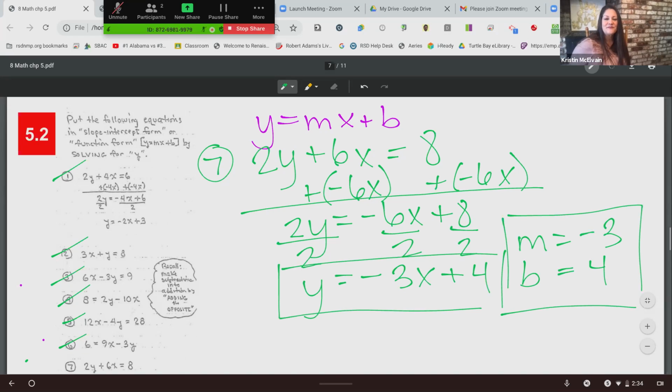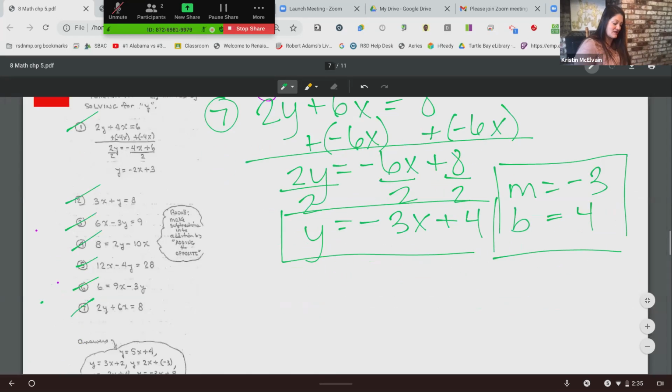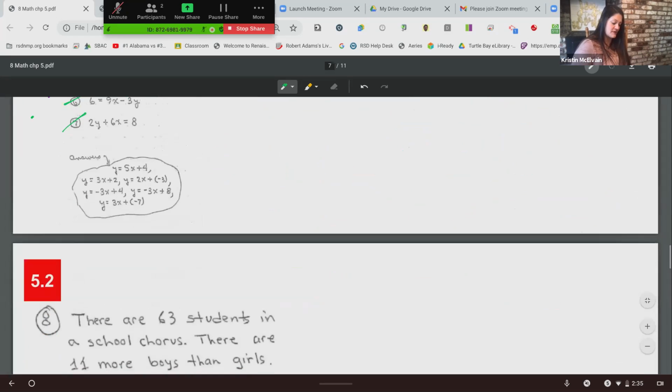All right. Hopefully you're getting back into the swing of slope-intercept form, or you never left the swing and this was an easy peasy assignment for you. We're going to go on. There is one more problem.